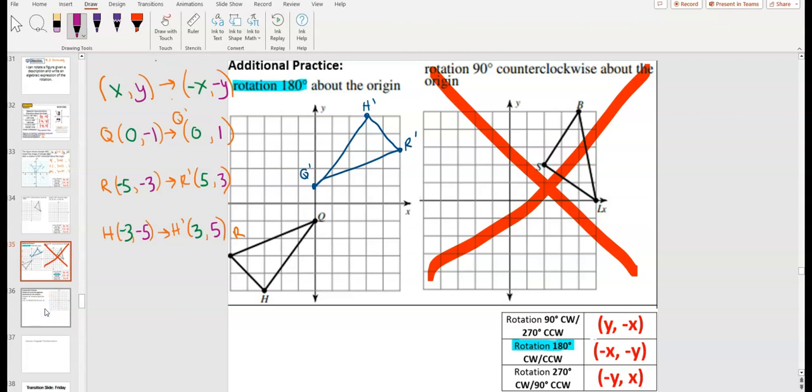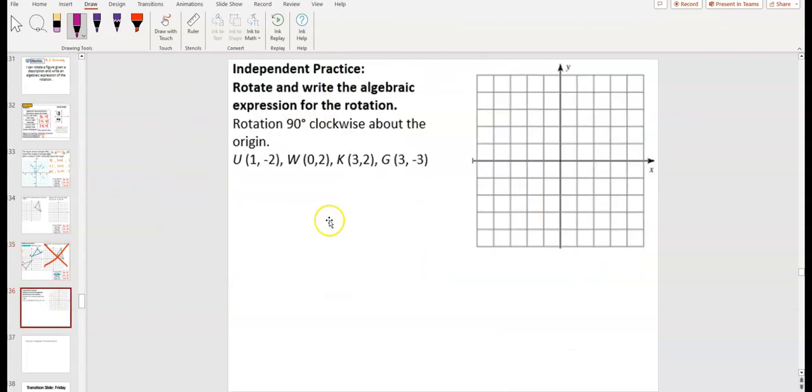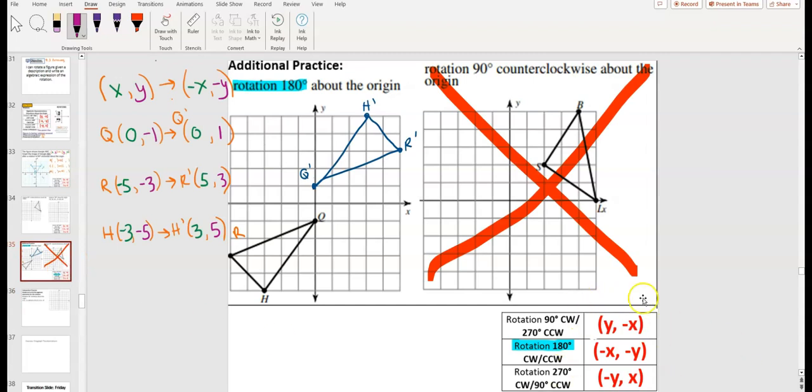But I would go ahead and see if you can figure out this independent practice one on your own, doing a rotation of 90 degrees clockwise about the origin. Okay, remember, these little things right here are key. That's important.